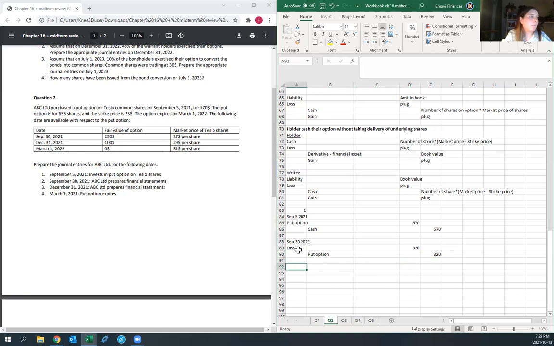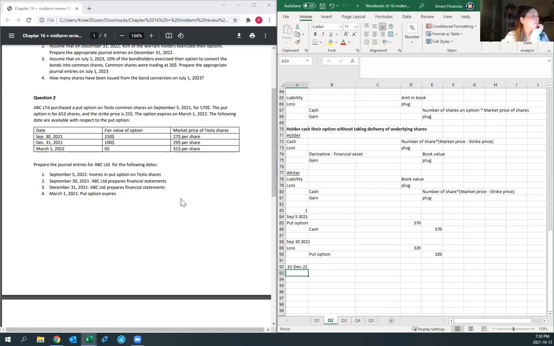On December 31st, 2021, the fair market value also decreased to $100. So your book value is $250 right now and decreased to $100. So you have a loss of $150. And then 150, 150.